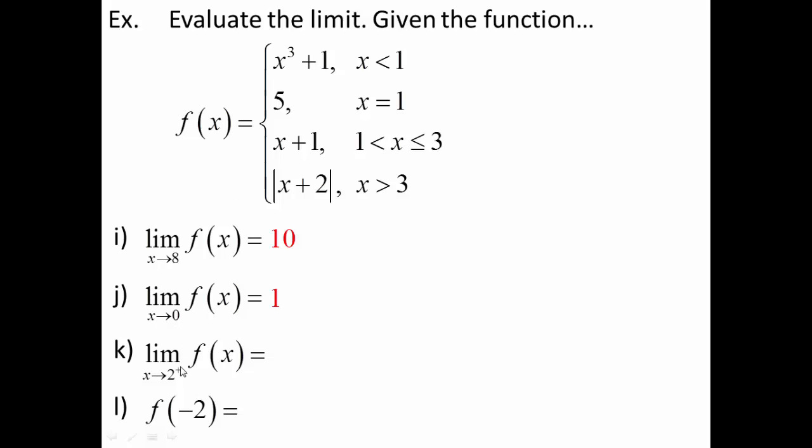2 from the right. Now I'm asking 2 from the right, but 2 is clearly within this interval. It is not a boundary value. So whether I do 2 from the right, 2 from the left, or 2, it's going to be the same answer either way. 2 plus 1 is 3. And then f of -2, not a limit question at all. -2 is in this interval. Plug it in, and I get -7.